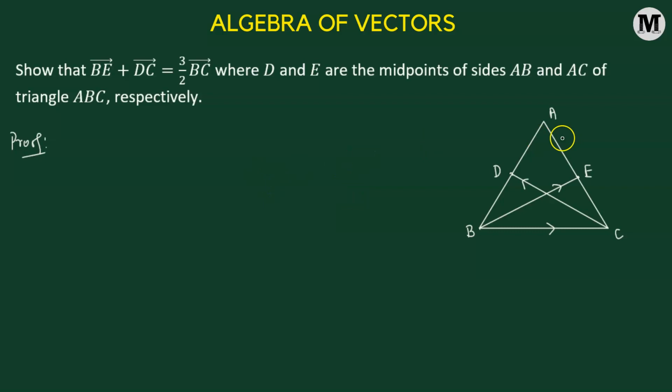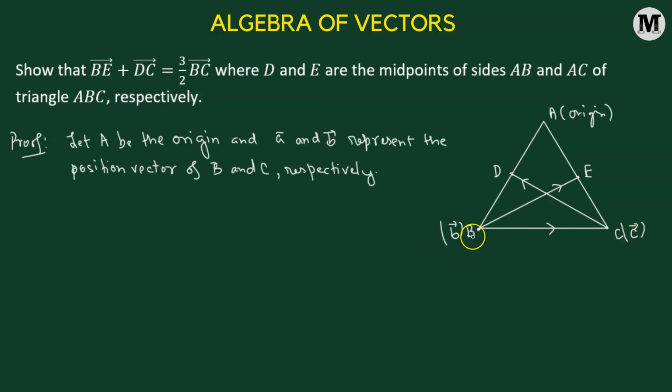Okay, let us begin. First, we are going to consider the position vectors of A, B, and C, but for simplicity, we'll consider A to be the origin. So we'll consider the position vector of B to be the B vector and the position vector of vertex C to be the C vector. Now that we have defined the position vectors of vertices B and C, we can define the position vectors of the points D and E as well.